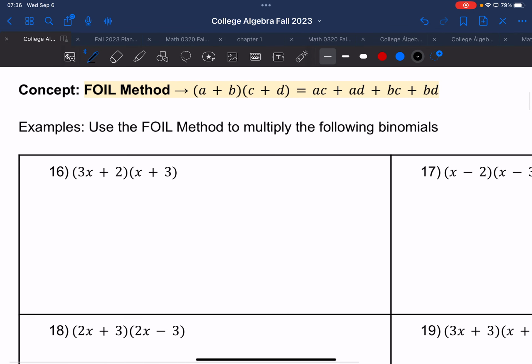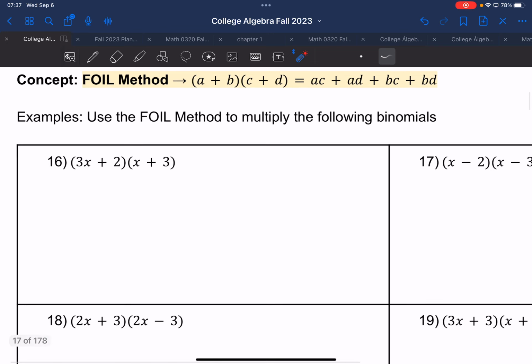Okay, this next concept here is the FOIL method, or in other words, multiplying binomials. Was there a question? Okay. When someone says binomial, they're talking about an expression inside of a parentheses. So this is a binomial because we're having two parentheses being multiplied together. What do you think 3 parentheses multiplied together would be? A trinomial. So we have binomial, trinomial. We will be doing those when we talk about quadratics.